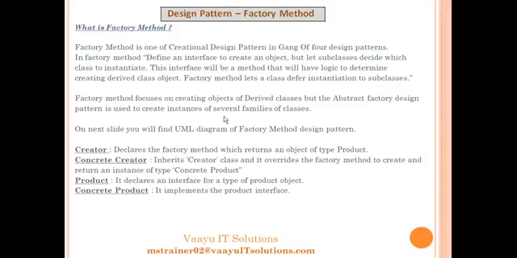So what is a factory method? It has only one family that is creating the objects. But the abstract factory creates the instances of several families of classes, which I'll explain further in the next slides. Now let's move to a UML diagram.